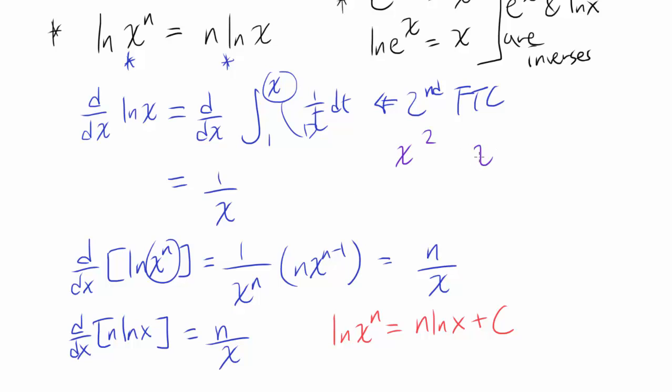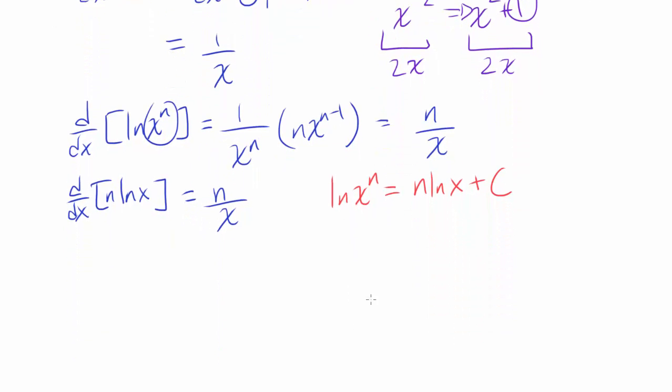Consider x squared and x squared plus 1. When you differentiate this, you get 2x. When you differentiate this, you get 2x. And you can see that they differ by a constant. They differ by plus 1. So in this case, since the derivative of natural log of x to the nth and n times natural log of x are the same, they differ by a constant. So now let's try to find this constant.